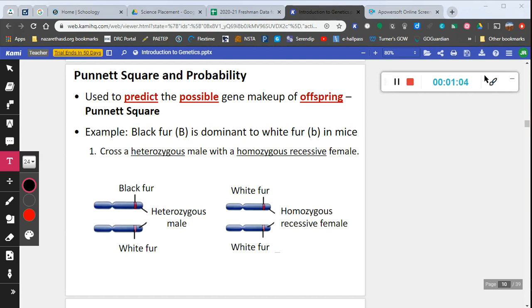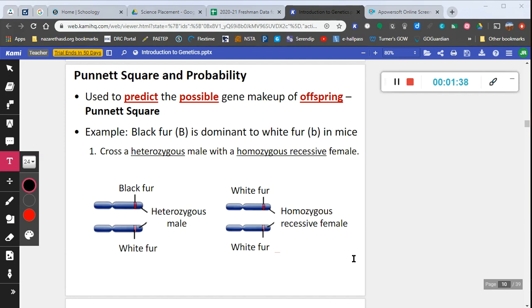Now we're going to take a look at how we can put these genotypes into a model, such as a Punnett square, and predict the probability of what traits and what genotypes we might see in the offspring. A Punnett square is just that. It's a tool for predicting what the offspring are going to look like. It is not an absolute guarantee that that is what you are going to see in your offspring. It's a possibility of what you might see.